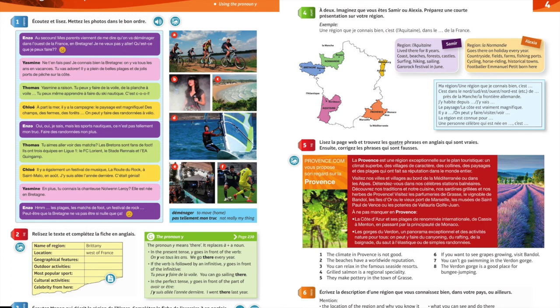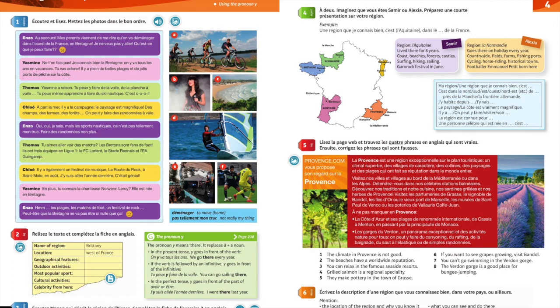Il y a beaucoup de pistes cyclables et de pistes équestres. So a piste is a route, a path. So beaucoup de pistes cyclables. So cycle routes or horse riding routes. Si tu es courageux, tu peux aussi faire de l'escalade. Tu peux faire de l'escalade.